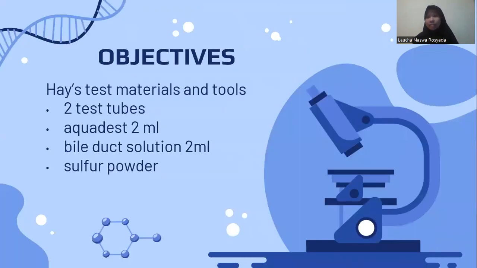Okay, and the next is the Hay test materials and tools. The first is two test tubes. The next is aqueous solution, 2 milliliters. And the next is bile solution, also 2 milliliters. And the last is sulfur powder.